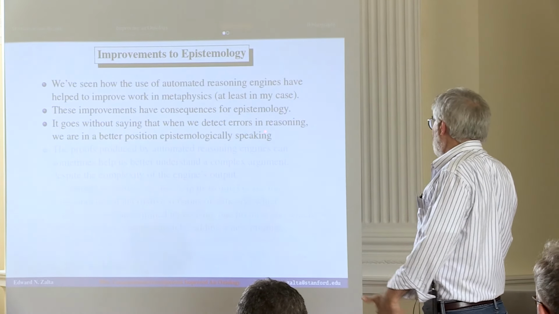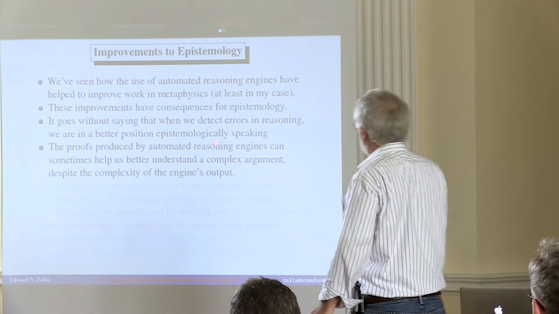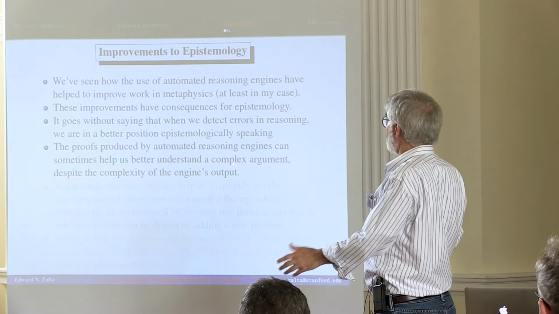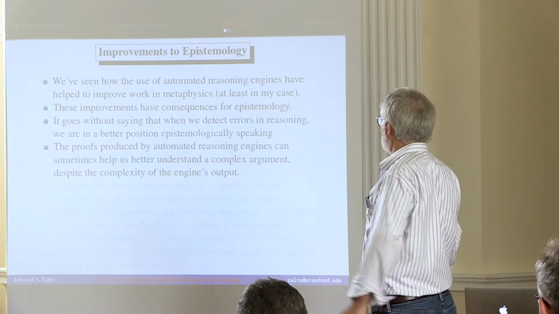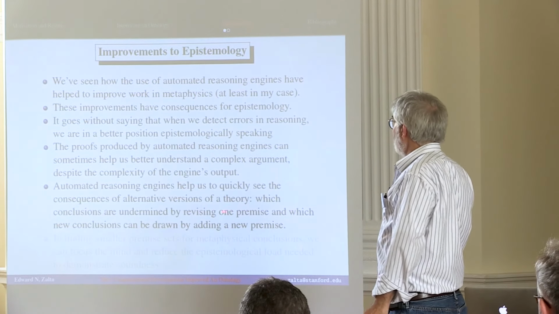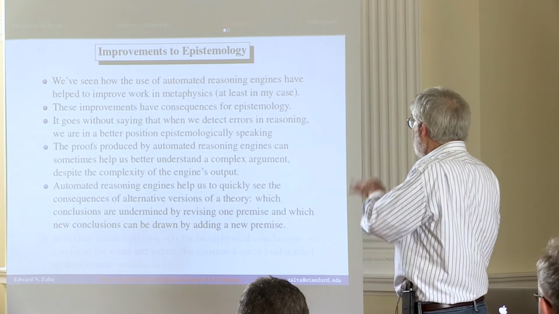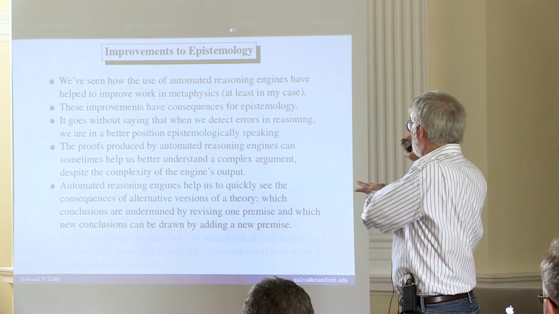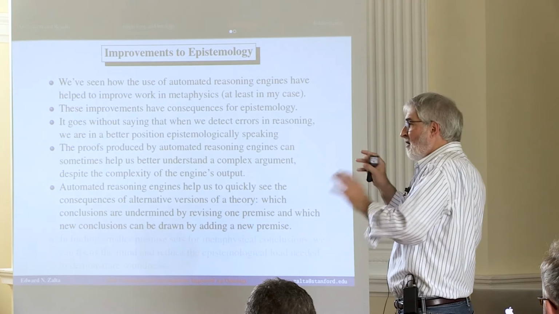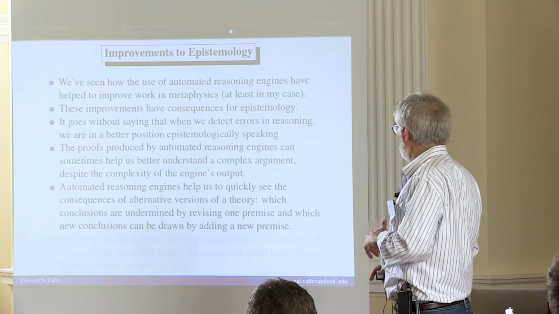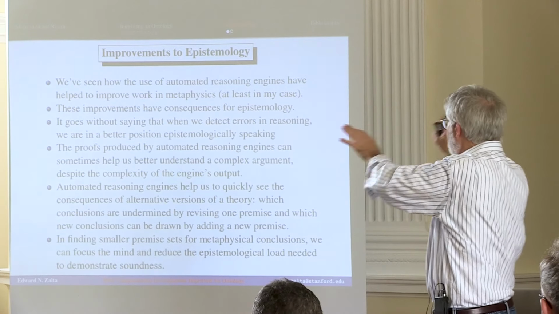It goes without saying that when we detect errors in reasoning, we're in a better position epistemologically speaking. The proofs produced by automated reasoning engines can sometimes help us better understand a complex argument, despite the complexity of the engine's output. And the automated reasoning engines help us to quickly see the consequences of alternative versions of our theory, and which conclusions are undermined by revising one premise, and which new conclusions can be drawn by adding a new premise. And all that really helps us from an epistemological point of view, determining what axiom sets we think are the best ones for a given set of data.